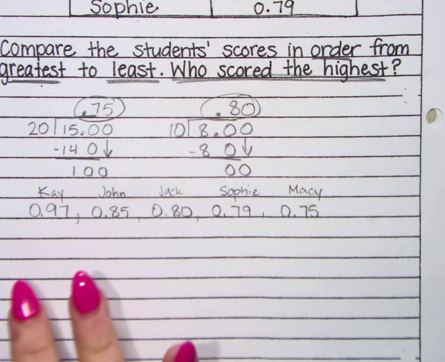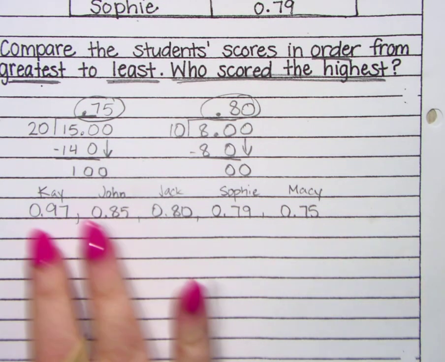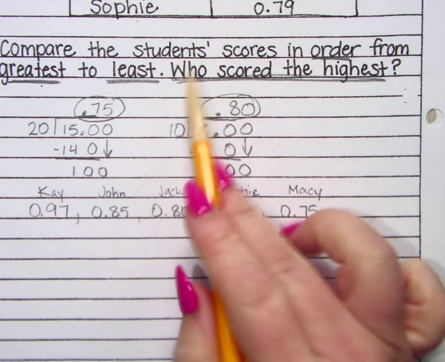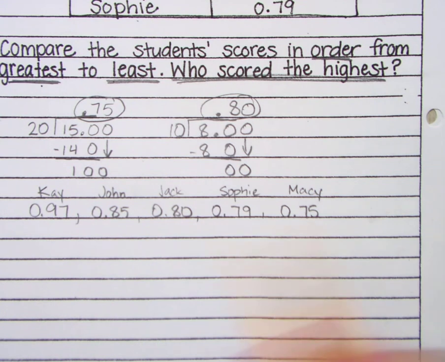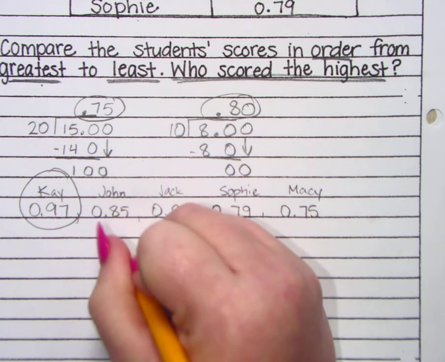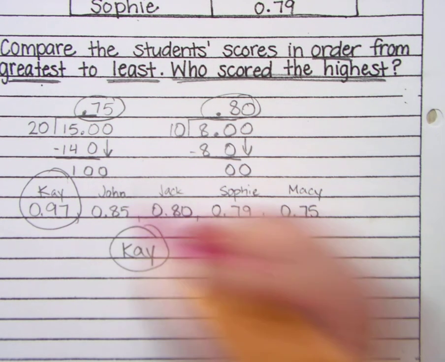So now I've got my numbers listed in order from greatest to least, and I labeled them, and that's going to help me answer my question of who scored the highest, which I can see right here is K. So K scored the highest. That's my final answer.